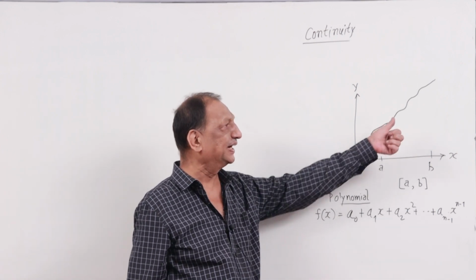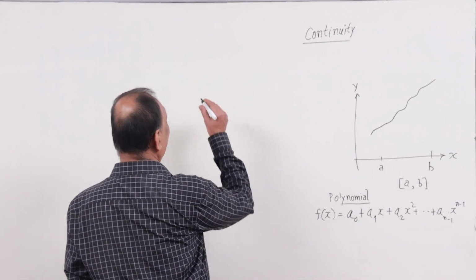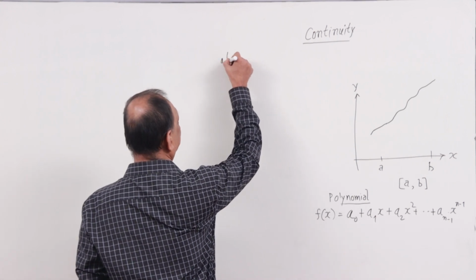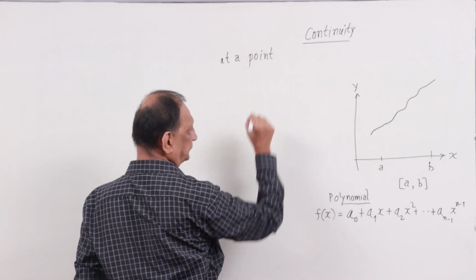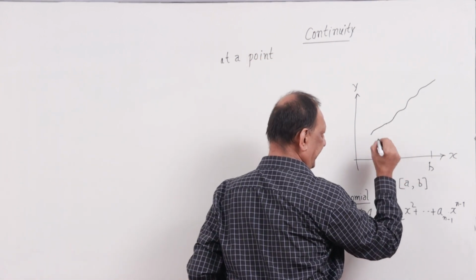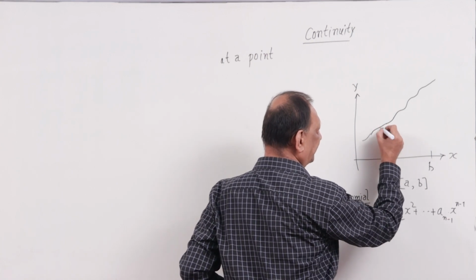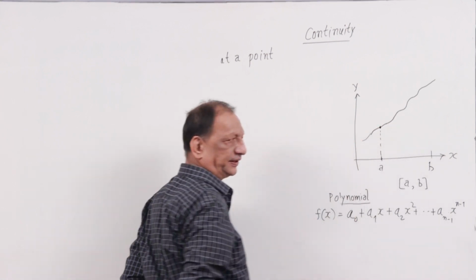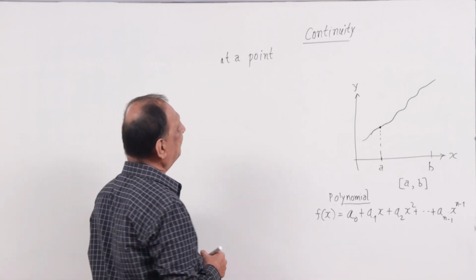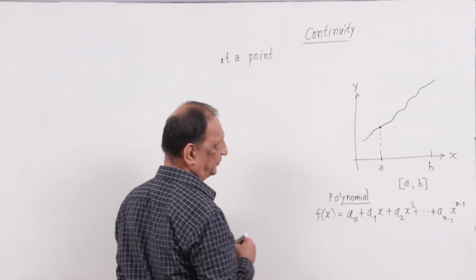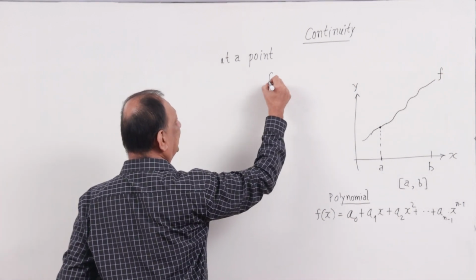Now, we need a technical definition for this continuity. How do we do that? First, we define continuity at a point. Take any point, A, for example. How do we say a function is continuous at that point? First thing is, it must be defined at that point. That means there must be a value of the function f. If this is the function f, that value is f of a.